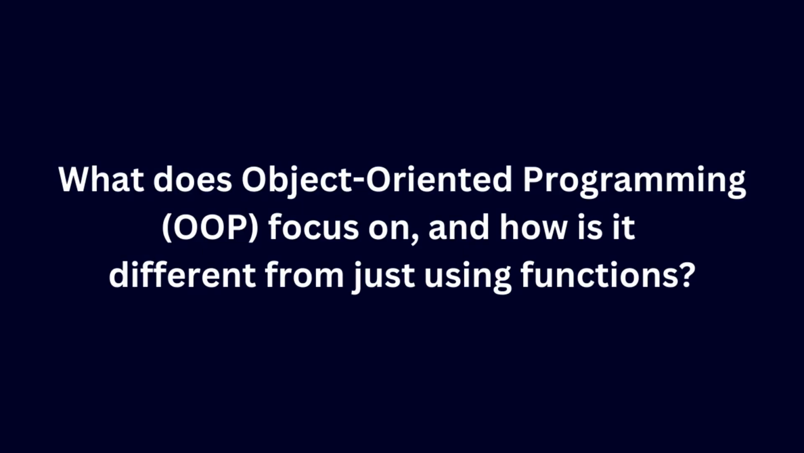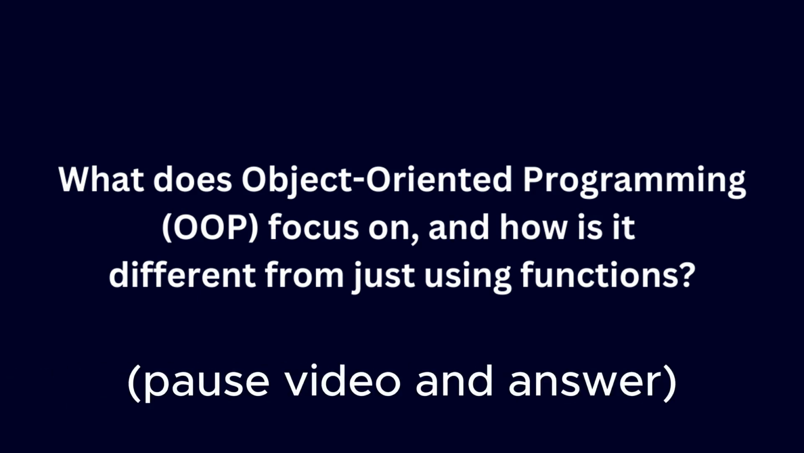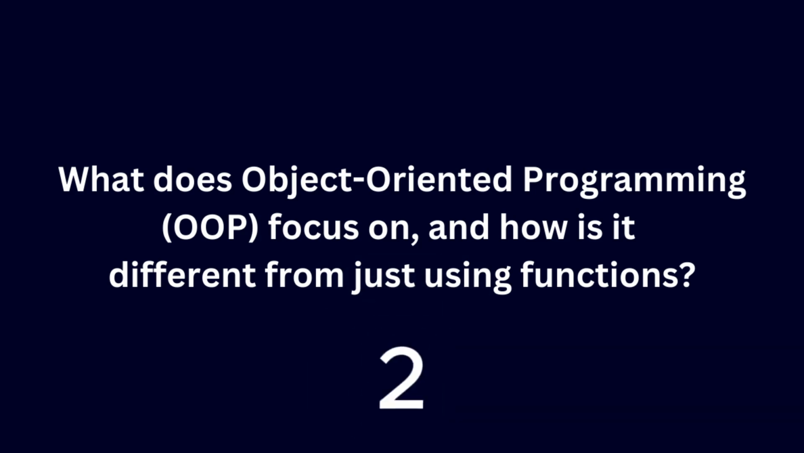What does object-oriented programming focus on, and how is it different from just using functions? Object-oriented programming, also referred to as OOP, focuses on organizing code around objects, which represent data and the actions that can be performed on that data. This is different from just using functions, where the focus is primarily on writing step-by-step instructions or logic to solve problems without grouping data and behavior together.